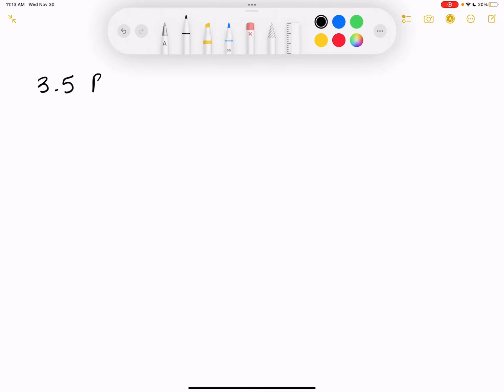3.5. Rational functions, graphs, applications, and models.